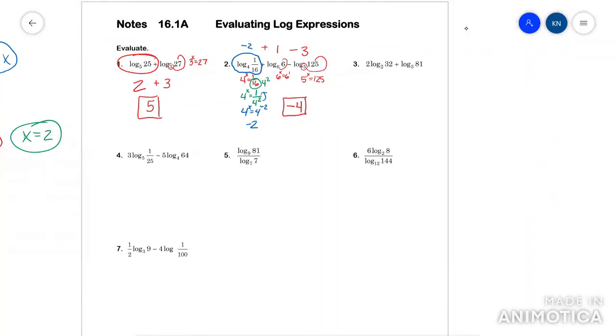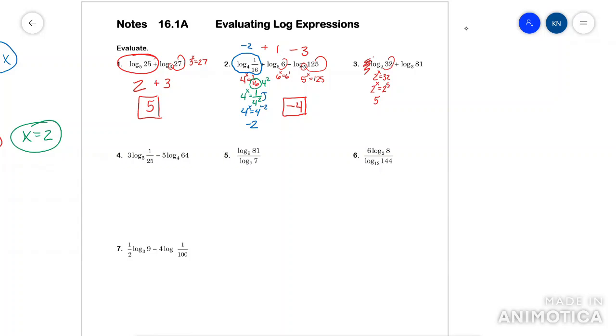Okay. This next one. Ignore the 2 in front of that log. Evaluate just this log base 2 of 32. That's 2 to the x equals 32. Well, 32 is 2 to the 5. So this becomes 5, all right?